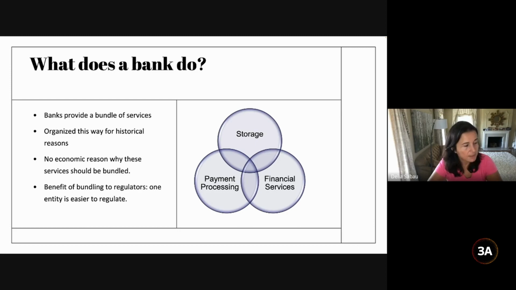One of the promises of DeFi is the ability to unbundle those traditional financial institutions and hopefully to make a better system.